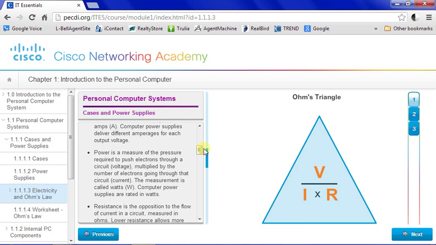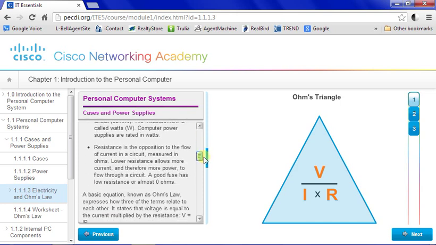The next term is resistance, and resistance is the opposition to the flow of current in a circuit, measured in ohms. Lower resistance allows more current, and therefore more power, to flow through a circuit. A good fuse has low resistance, or almost 0 ohms.